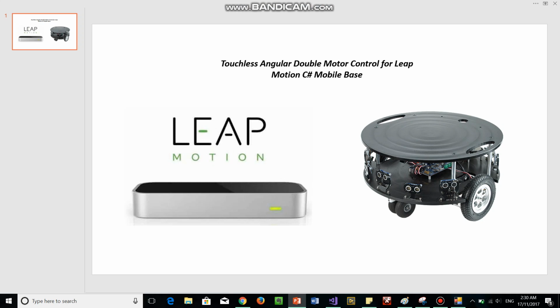Today we'll be looking into how to build a touchless angular double motor control for a Leap Motion C# mobile base. This project uses Leap Motion to control a mobile base, making it a touchless mobile base. And this is how it will look.